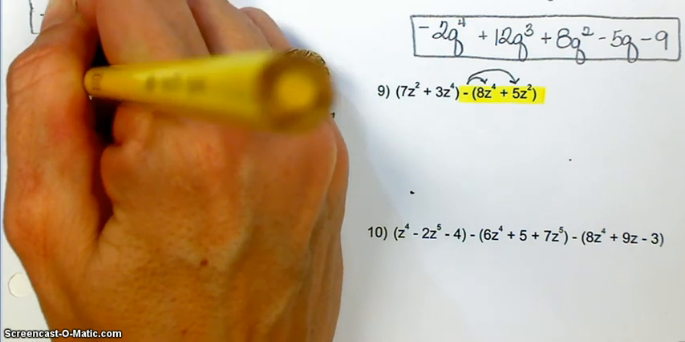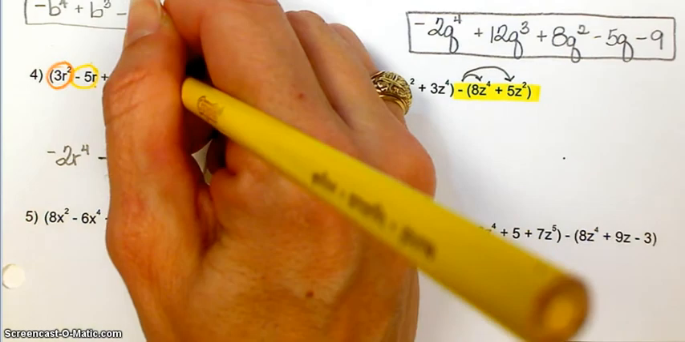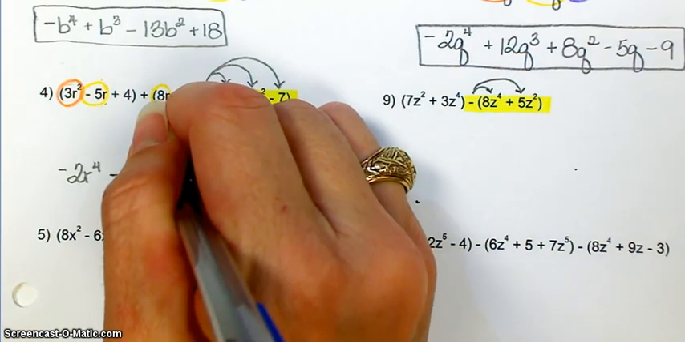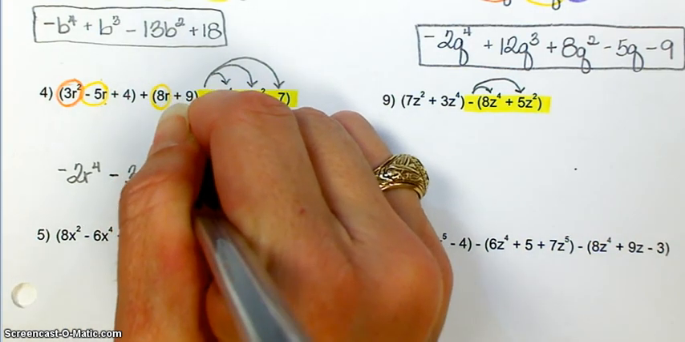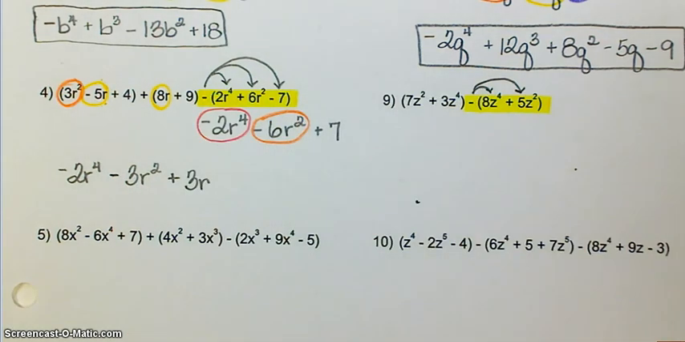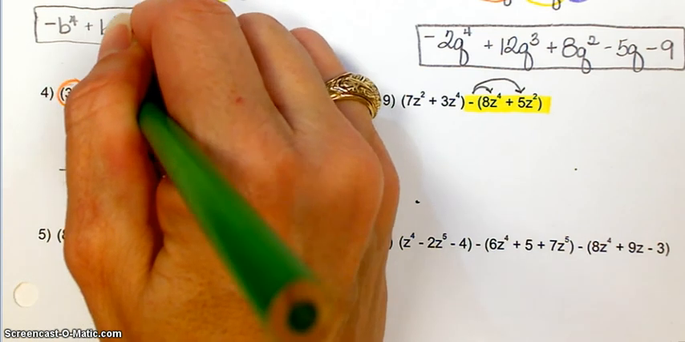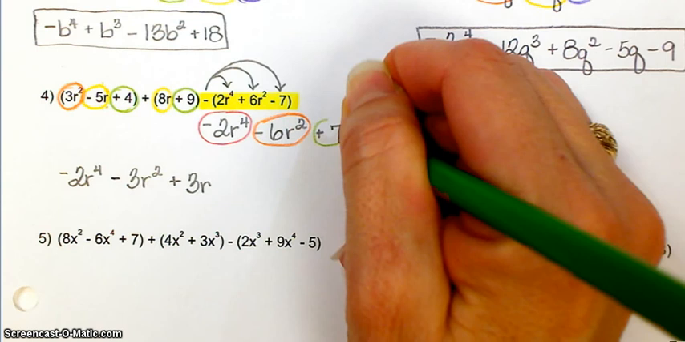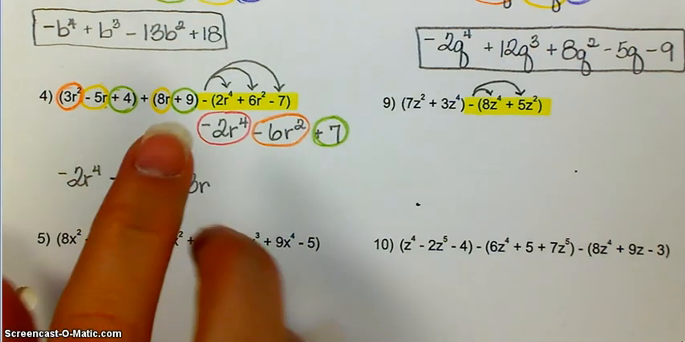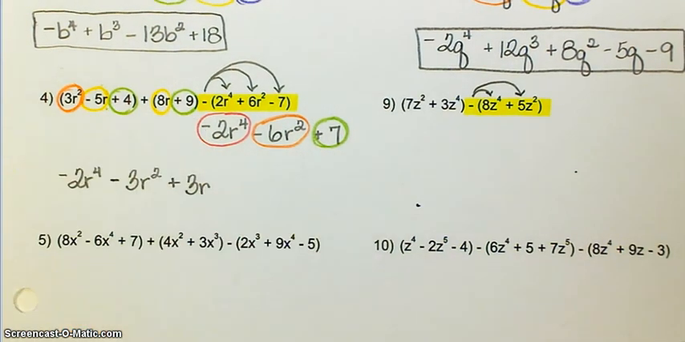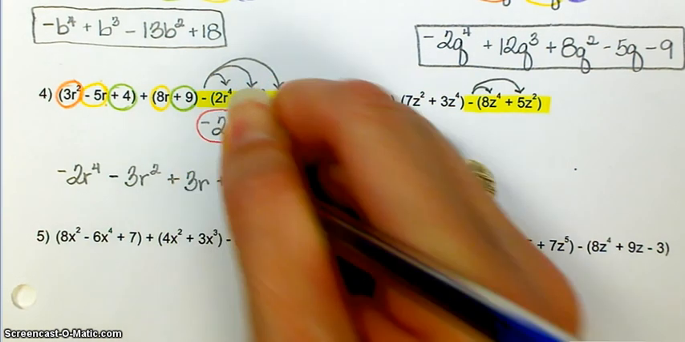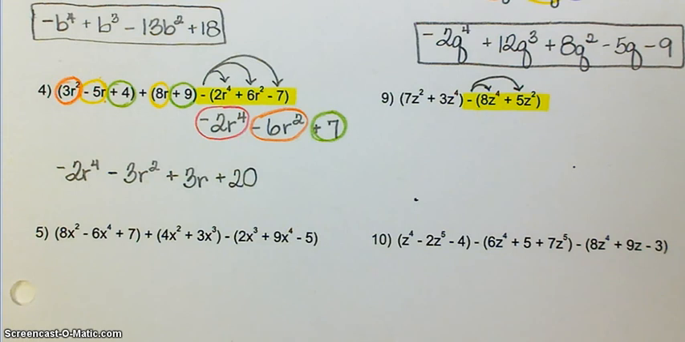All right. Anything to the 1st power? Okay, I've got a negative 5r. And I have a positive 8r. So what is that going to be? Positive 3r. And then do we have some just regular old numbers with no variables? I have a plus 4, I have a plus 9, and I have a plus 7. 9 and 7 is 16, plus 4 is 20. Is that what you guys got? All right, good deal.